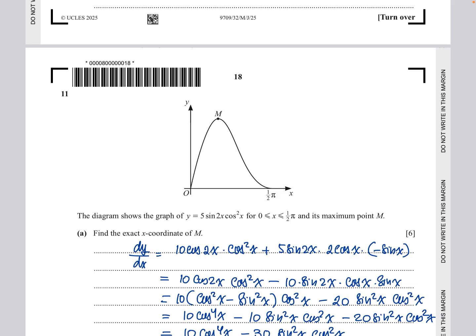So this is the last question, question 11. The diagram shows the graph of y equals 5 sine 2x cos square x for 0 less than or equal to x less than or equal to 1/2 pi, and its maximum point M. A. Find the exact coordinate of M.